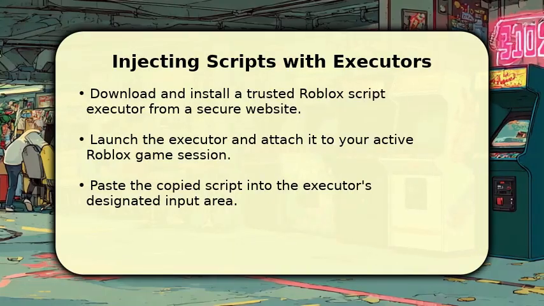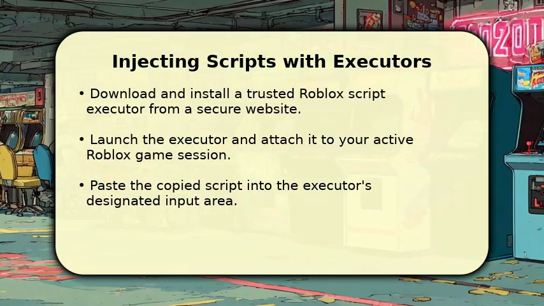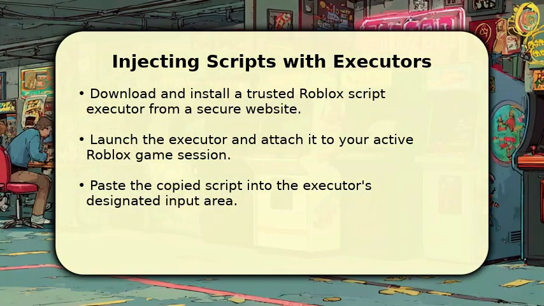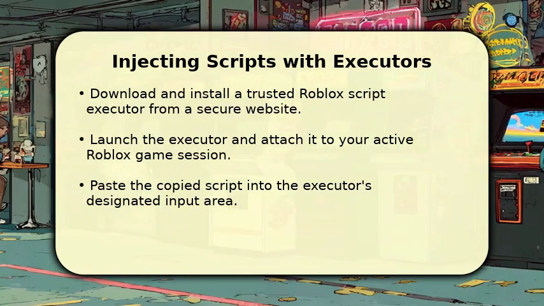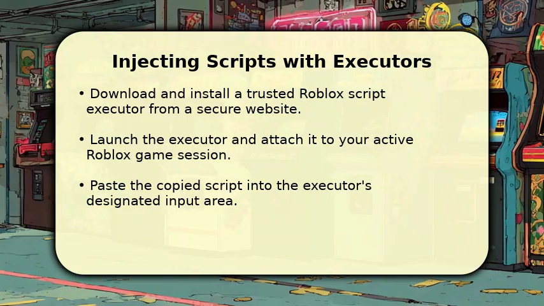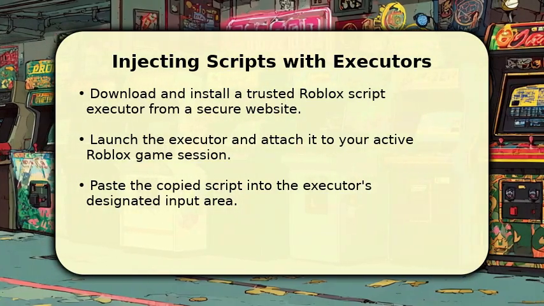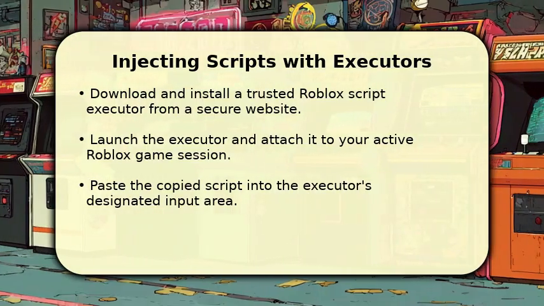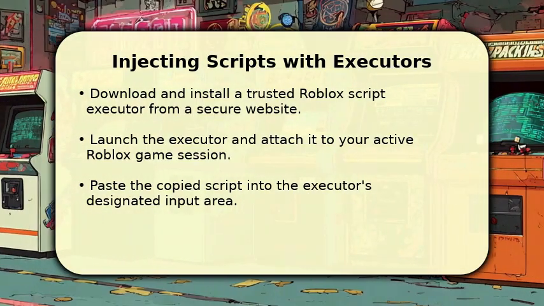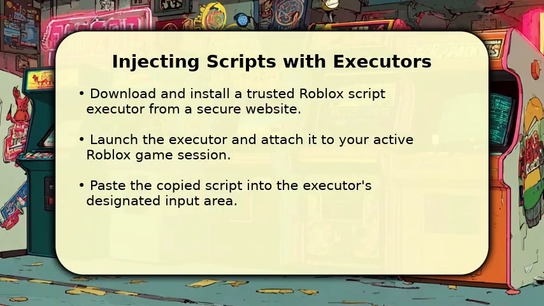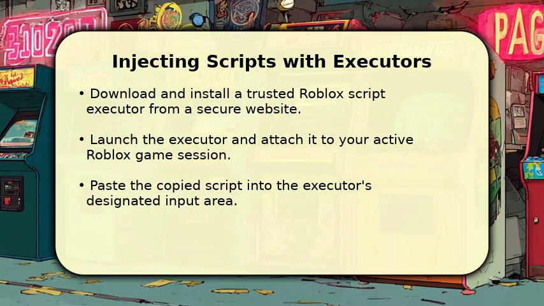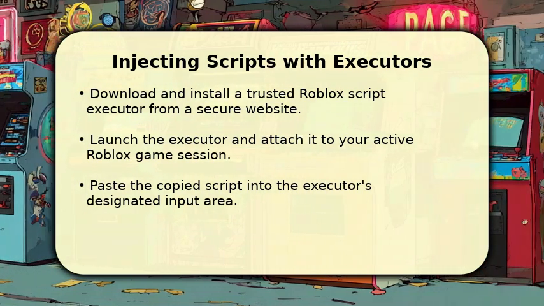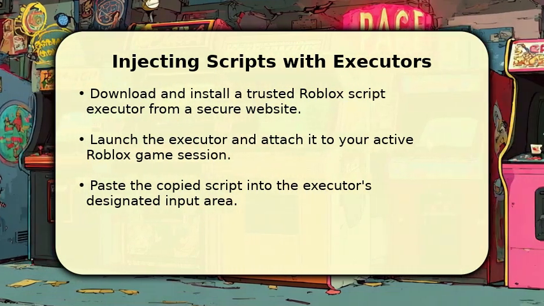With your script in hand, the next step involves using a Roblox script executor. You will need to download and install a reputable executor, ensuring it is from a safe and verified source to avoid any malicious software. Once installed, launch the executor and attach it to your running Roblox game. Then, paste the script you copied from Linkvertise into the executor's text field. Finally, click the Execute or Inject button to activate the script within your game, bringing its functionalities to life.